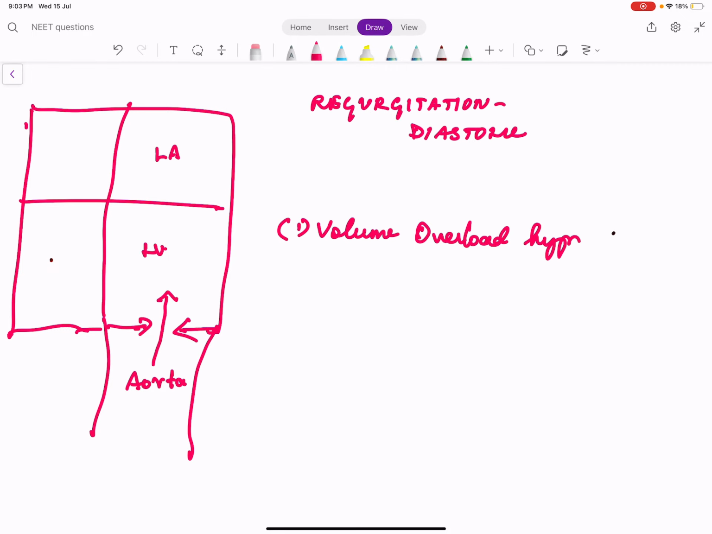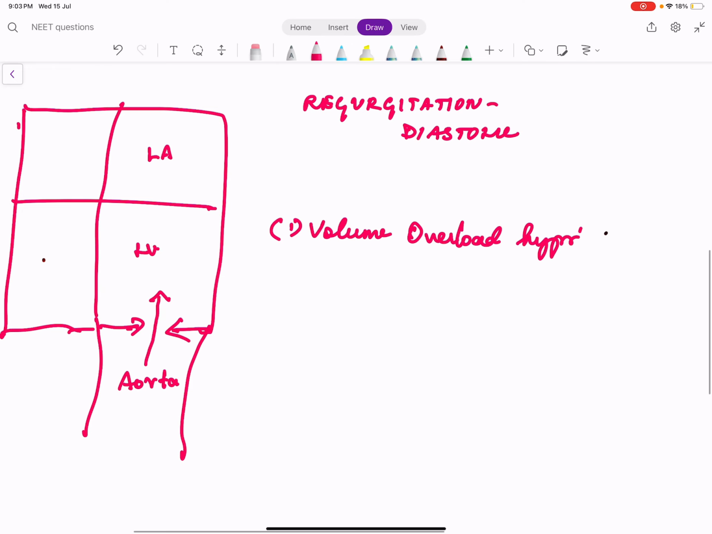In aortic stenosis, it is pressure hypertrophy. Here it is volume hypertrophy. Whenever volume increases in any cardiac chamber, it leads to palpitation. Okay.